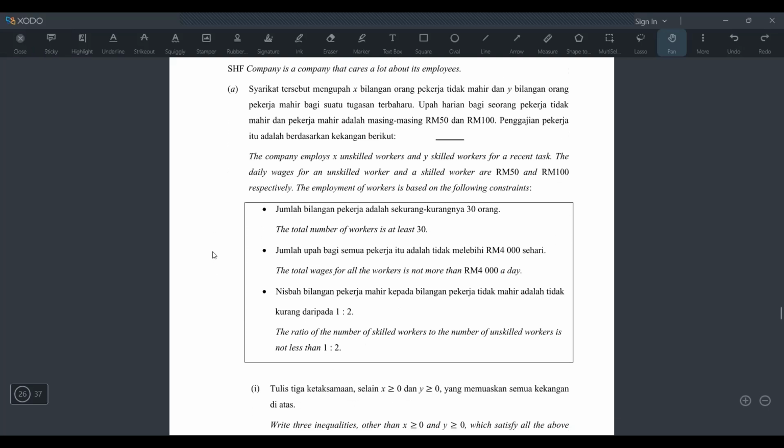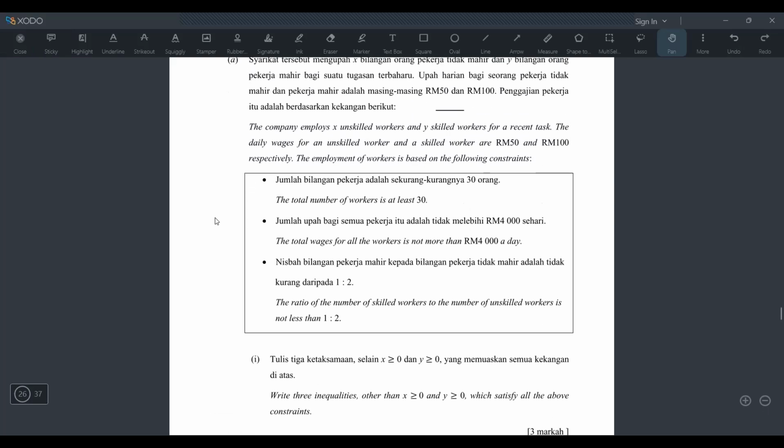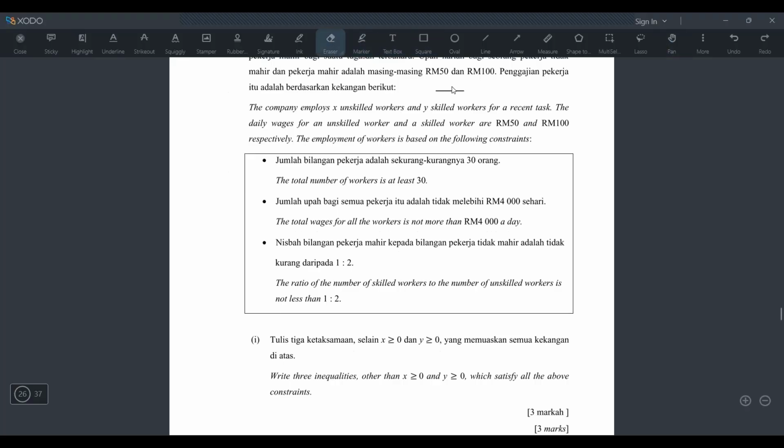What you have to do now is, whenever I teach, I always teach students to write the arrow first. What is the arrow? It means you write down separate X, separate Y first. Of course, you can straight away write the inequality, but I see a lot of students get it wrong because they confuse which one is X and which one is Y. So unskilled workers is X, and skilled workers, the number, is Y. So X and Y represent the number here.